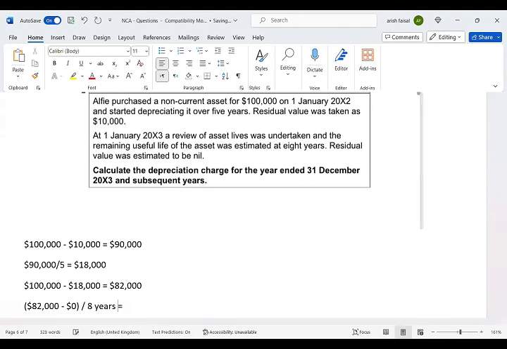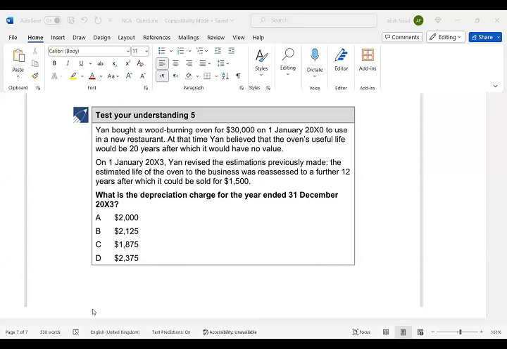Okay, the remaining life. So 82,000 divided by 8, you will get a depreciation of 10,250. So that answers the question: calculate the depreciation charge for the year ended December 2013. That's after the change in the estimates and subsequent years. So for the next 8 years, we'll be charging a depreciation of 10,250 every year.